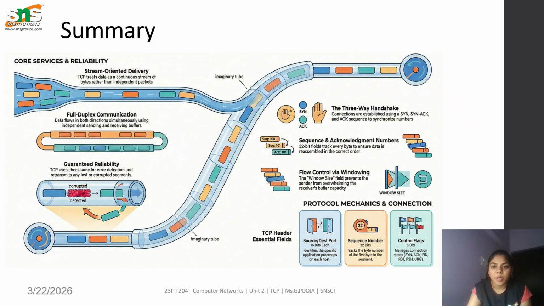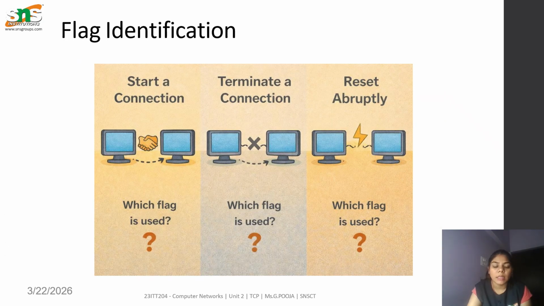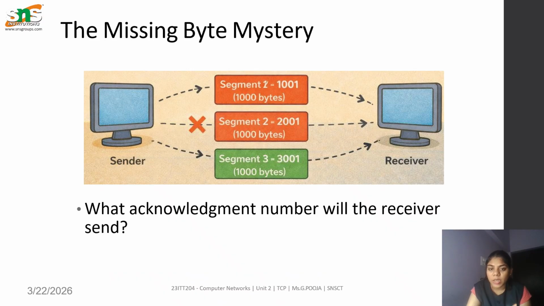So this is the overall summary. And how do we identify the flag? We start a connection, then we terminate a connection, then we reset abruptly. Try it out: which flag is used for which. And then the missing byte mystery. Why the acknowledgement number? What acknowledgement number will the receiver send?